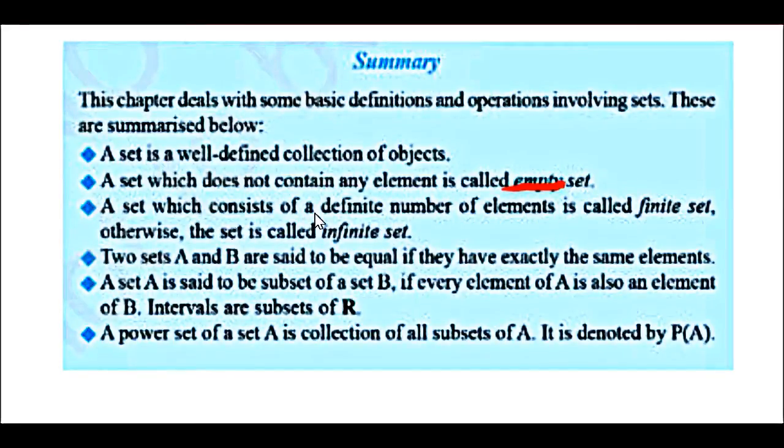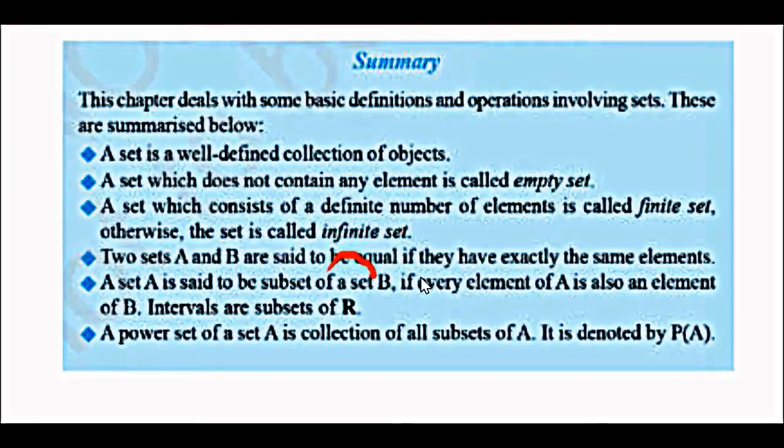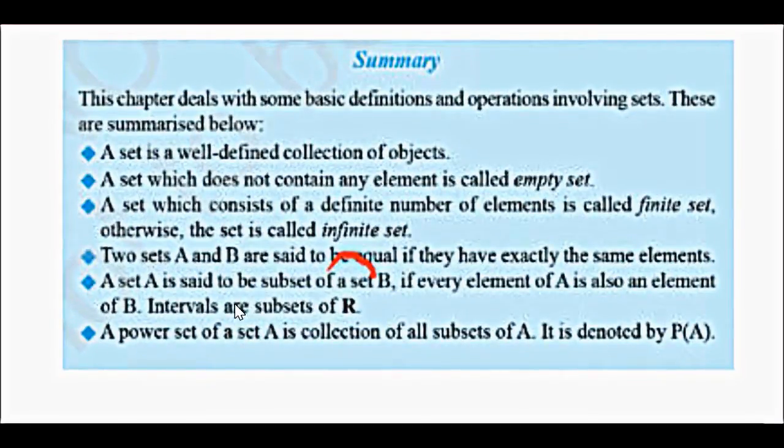A set which consists of a definite number of elements is called a finite set, otherwise we call it an infinite set. Two sets A and B are said to be equal if they have exactly the same elements, and set A is said to be a subset of B when every element of A is also in B. We have also talked about the intervals, that is the closed interval, the open interval, and the combination of these.